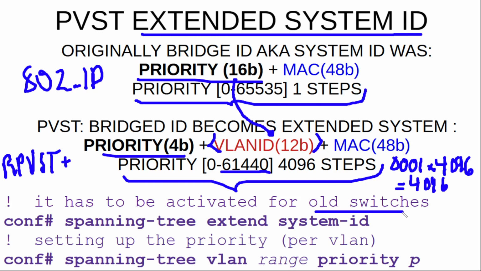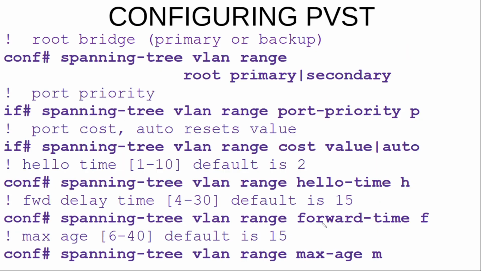For older switches, you have to enable this behavior with this command, spanning-tree extend system-id, but for recent switches it is enabled by default. Now, when setting up the priority for a certain switch, you have to establish to what VLAN or what VLANs this is going to apply. And the same applies for every single configuration that you are going to perform on your spanning tree.